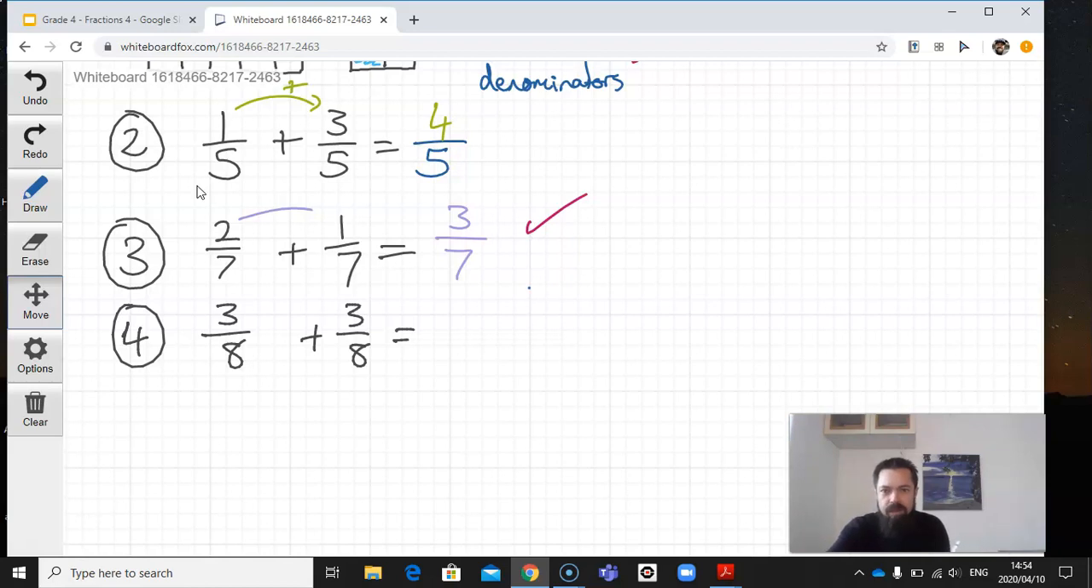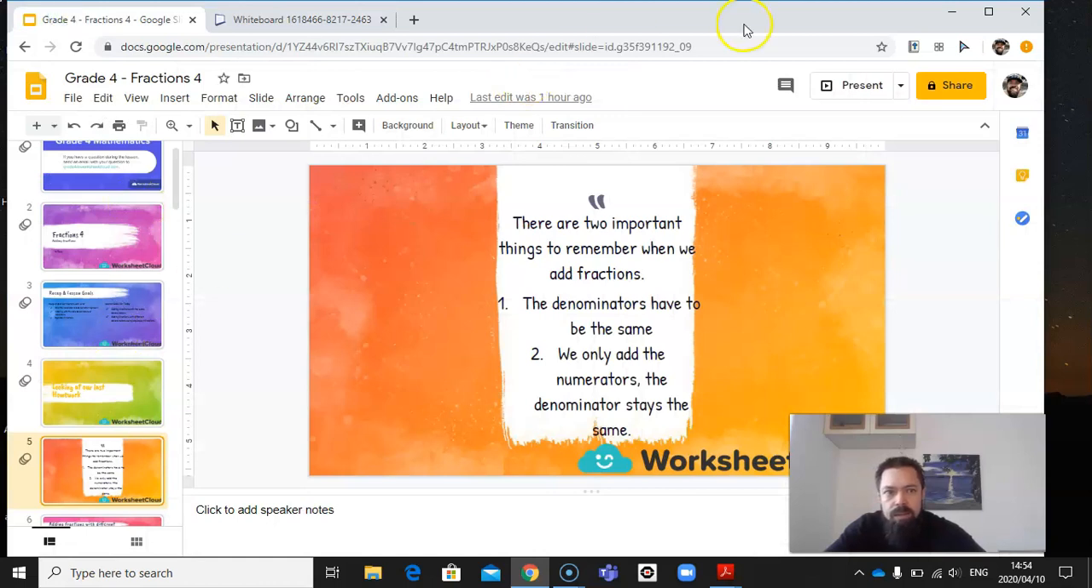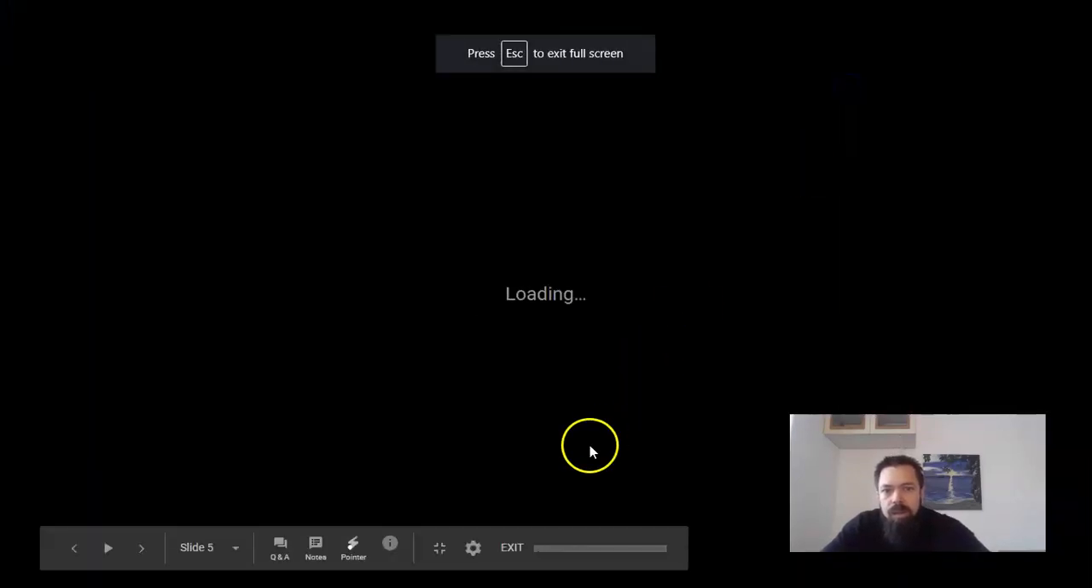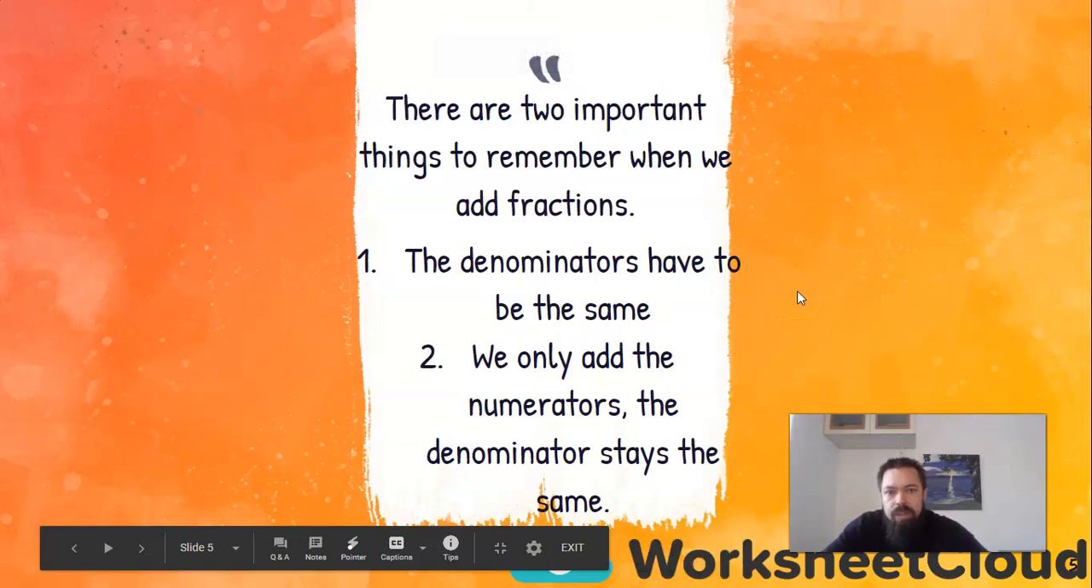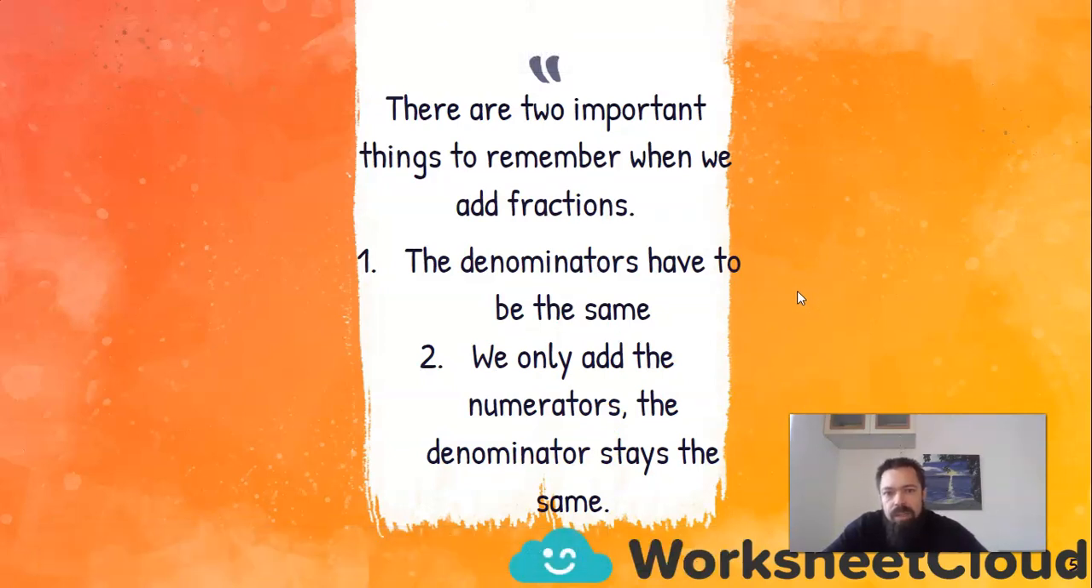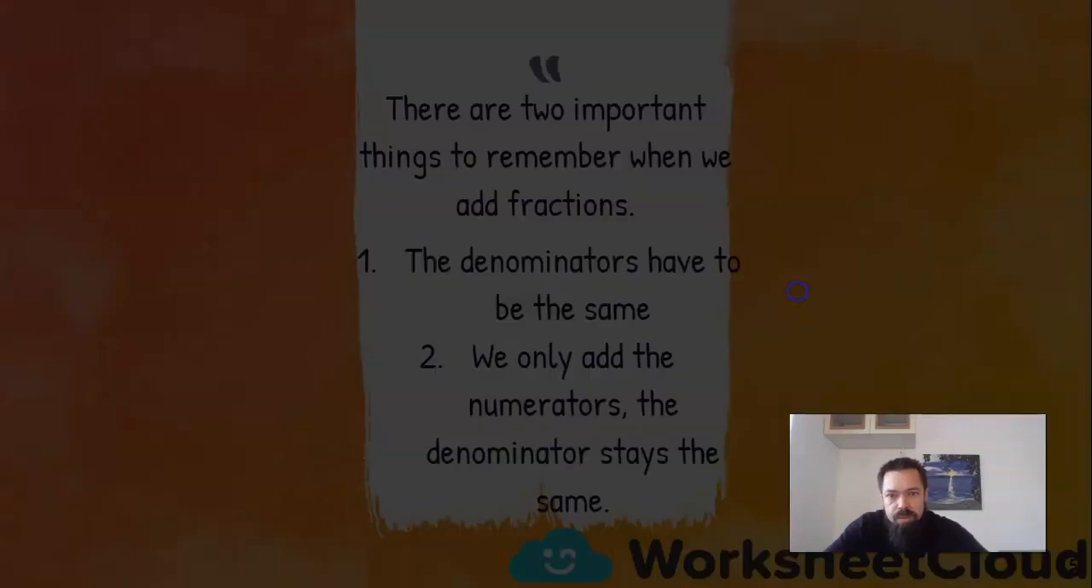I think you've probably had long enough to do this. Denominators are the same, and it stays the same for the answer. 3 plus 3 is 6. Straightforward. Let's jump back to our presentation. Here are our two rules. Now we're going to go to the next slide where suddenly we need to pay a little bit more attention to that first rule.